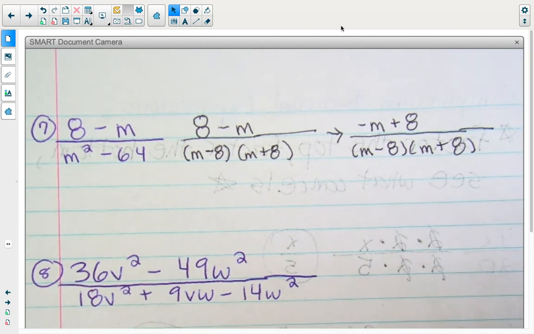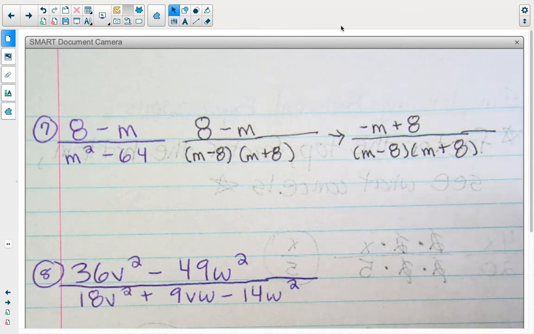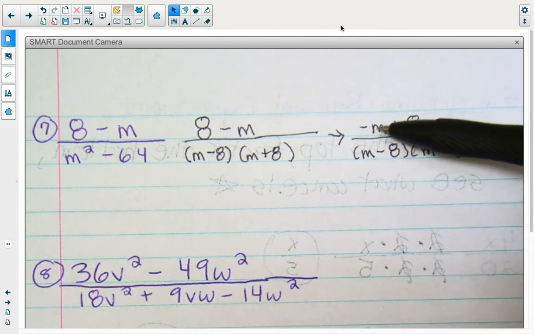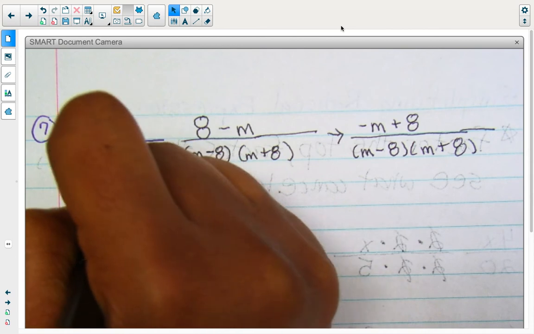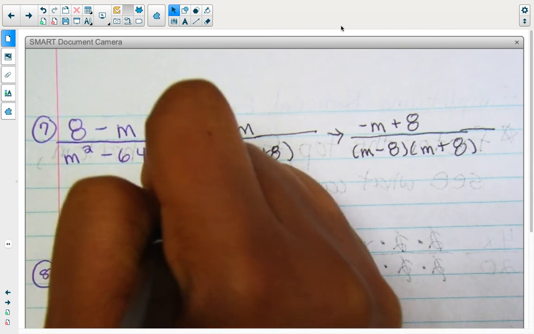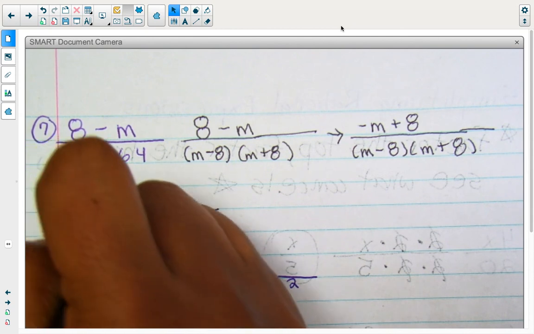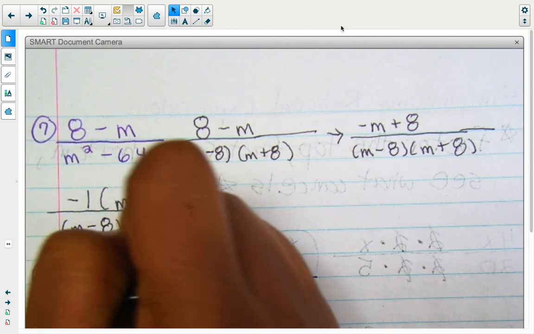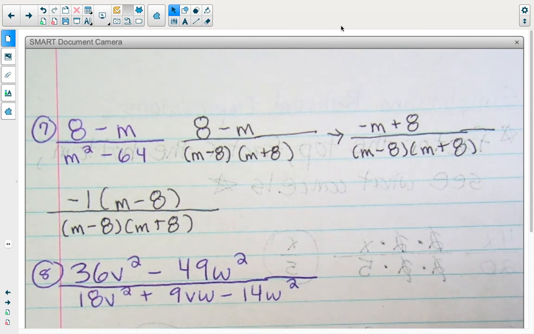Now I'm going to factor out a negative 1 because now I can clearly see that these are almost the same. I can almost cancel them out, but I need to make sure their signs are the same. So I'm going to factor out a negative 1 on the top. So on top, I'm going to have negative 1, m minus 8. And then on the bottom, I still have the same thing that I've been carrying throughout the problem. Now my signs are exactly the same.